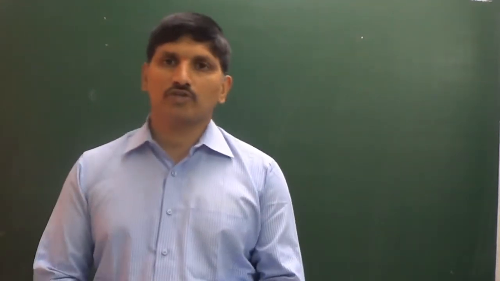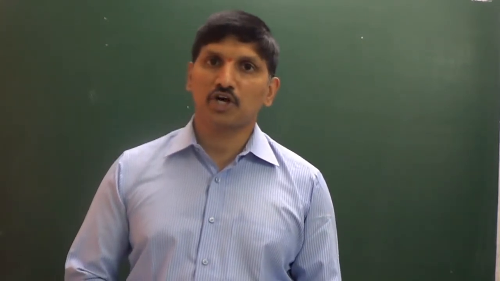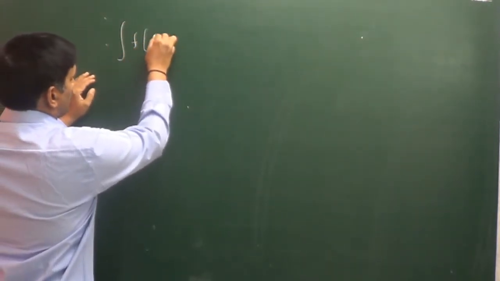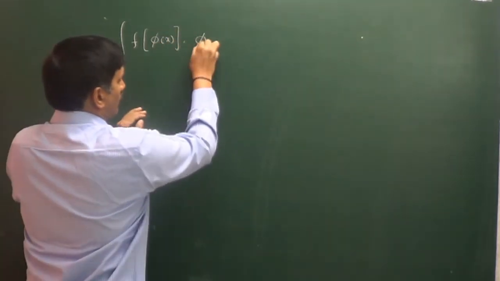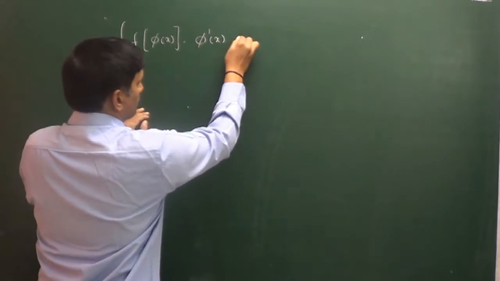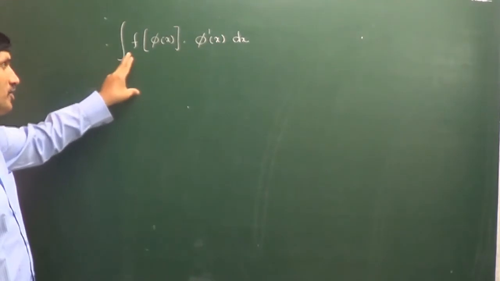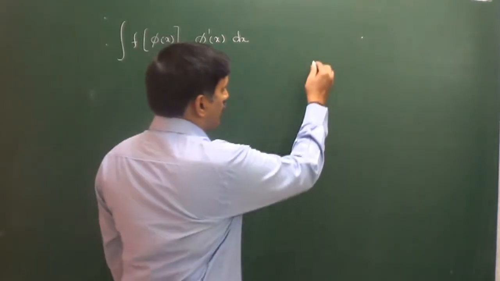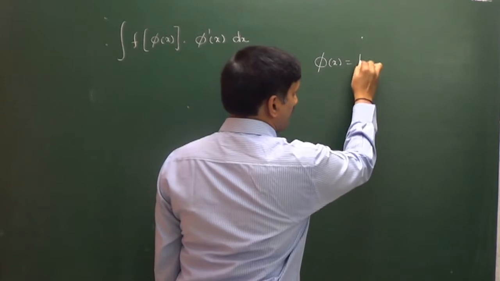So in this class we are going to discuss the main idea in integration, that is, integration by the method of substitution. Here we have the integration of f of phi of x into phi dash of x dx. That is the problem we have. Then what to do? We have to take the substitution phi of x is equal to t.